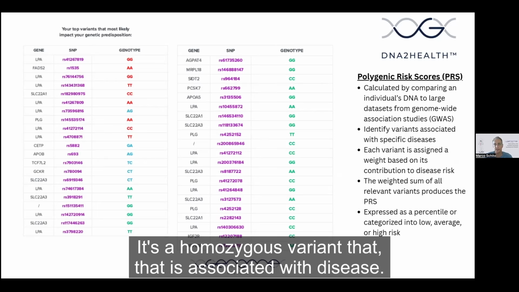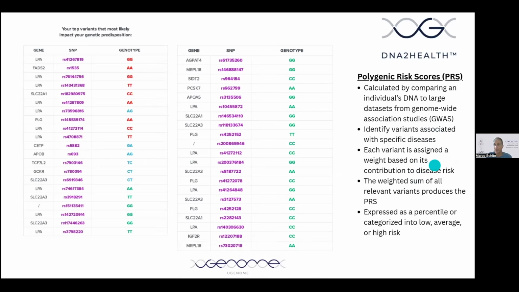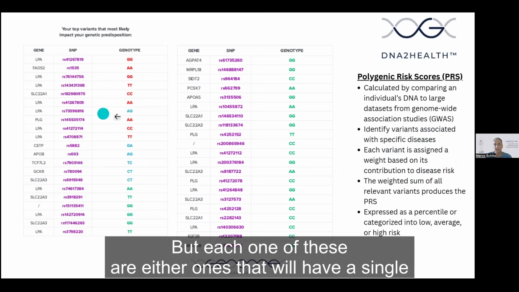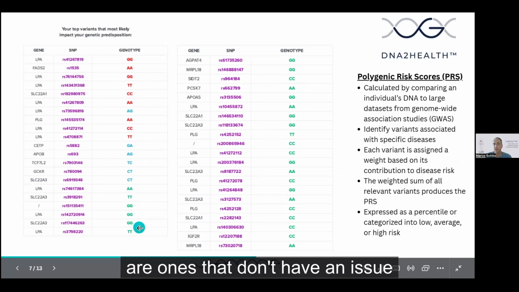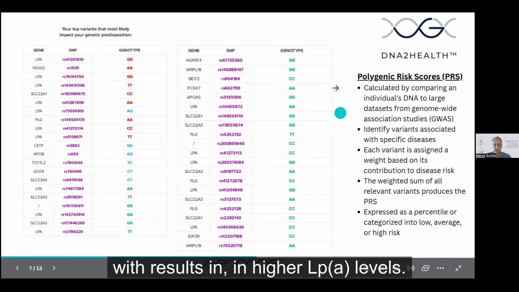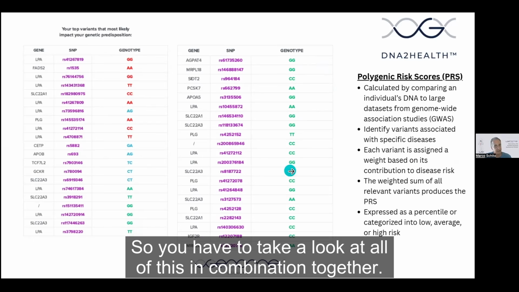variant to have. It's a homozygous variant that is associated with disease. But each one of these are either ones that will have a single variant allele, or that the alleles are ones that don't have an issue with results in higher LPA levels. So you have to take a look at all of this in combination together.